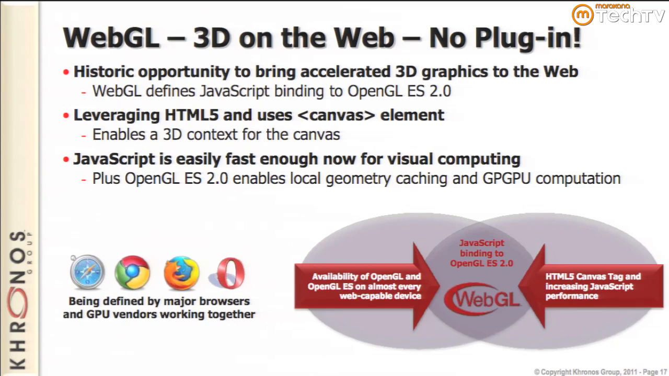WebGL brings the OpenGL ES2 API to the web. It brings three-dimensional graphics to the web without any browser plugin. Does anybody remember VRML from back in the day, 1995 era? A few of us, all right. It's not maybe a brand new concept. It was tried 15 years ago, but VRML really didn't take off. And there's plenty of guesses about why that might have been the case.